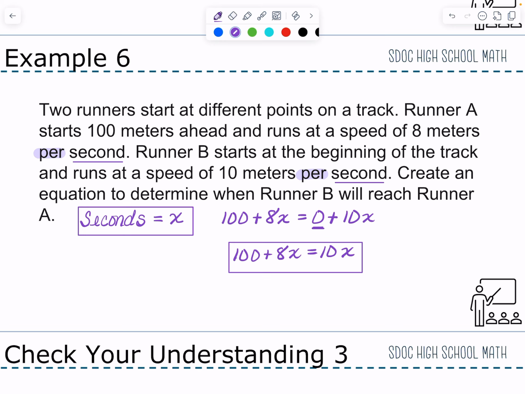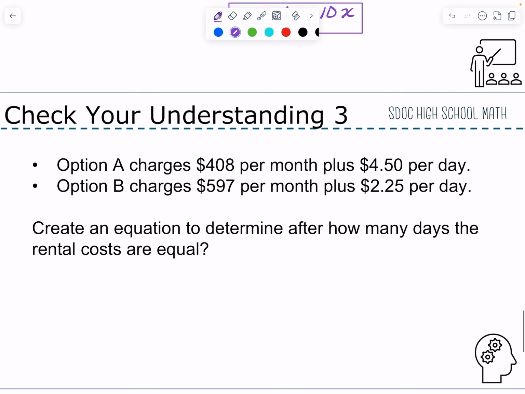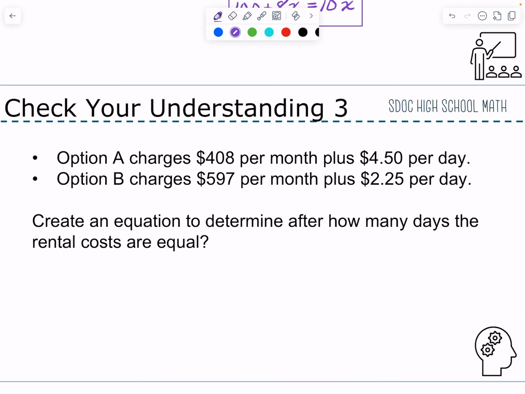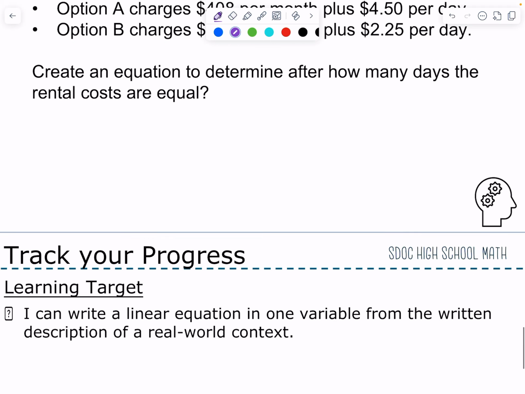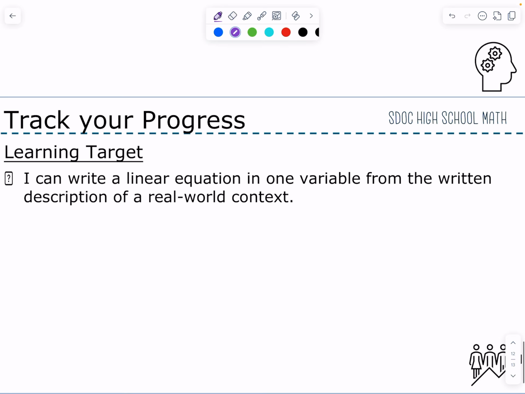The last one here is for you to do Check Your Understanding 3. By the time you're done with Check Your Understanding 3, I want you to feel confident to say that you can write a linear equation with one variable given the written description of a real-world context.